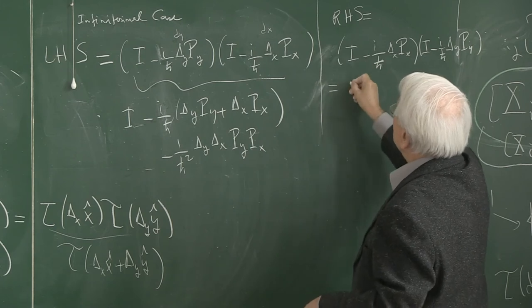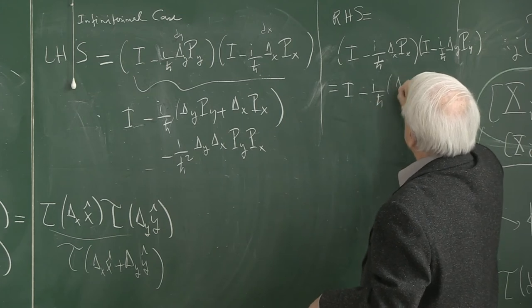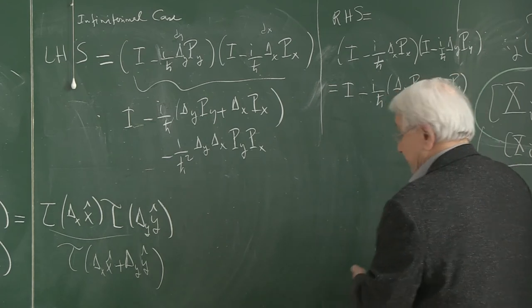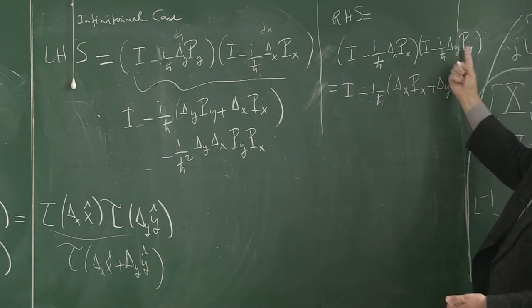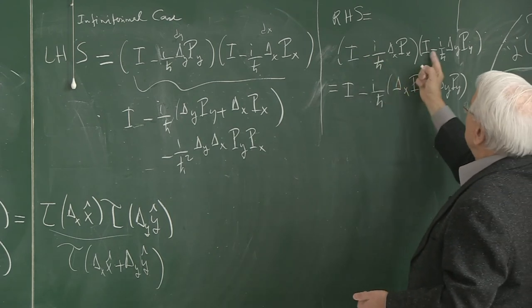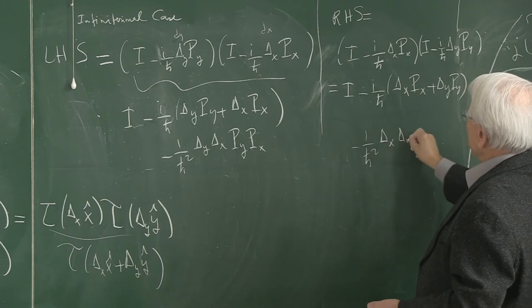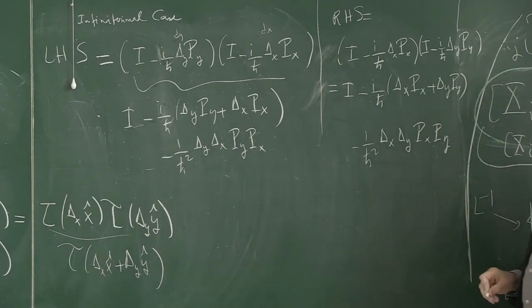And what about the right-hand side? The leading term is the one, that's the same. The first order terms are the same, delta x p_x, delta y p_y. That's the first order terms, and second order terms, minus minus is plus, i squared is minus, 1 over h bar squared, delta x delta y p_x p_y. Compare the left-hand side and the right-hand sides. The first and second terms are the same, but the third terms are different.